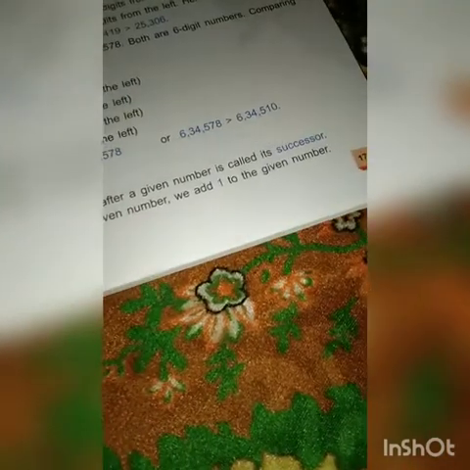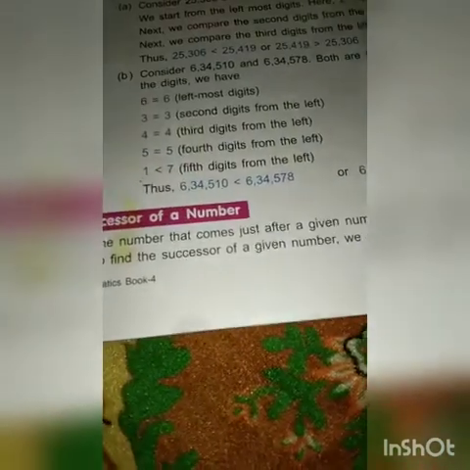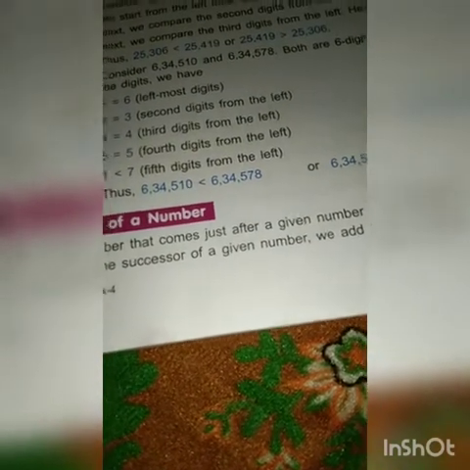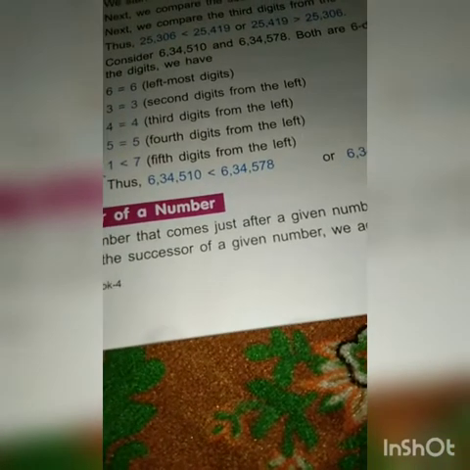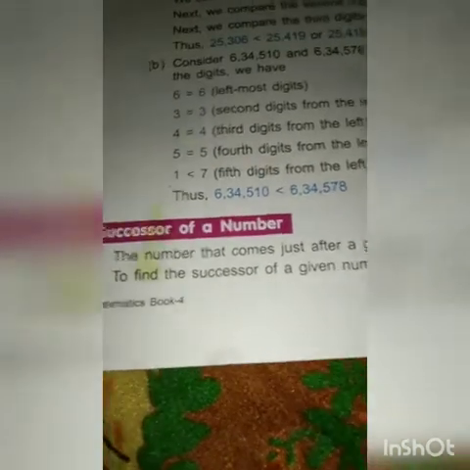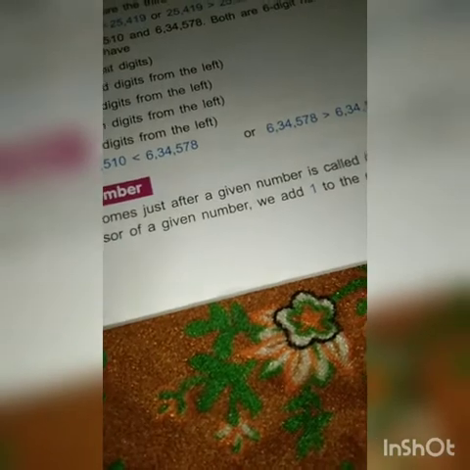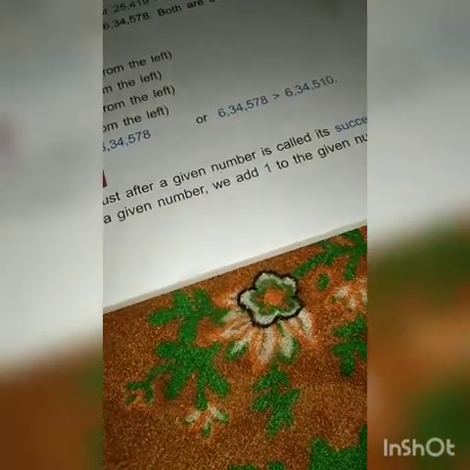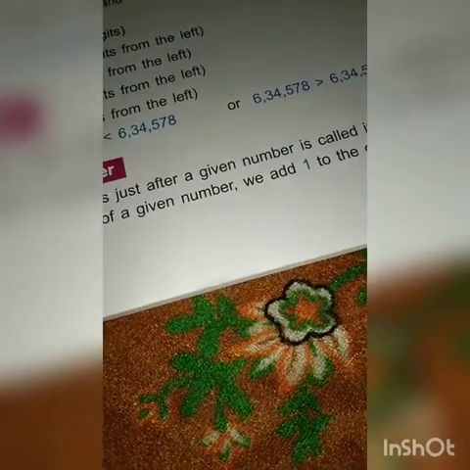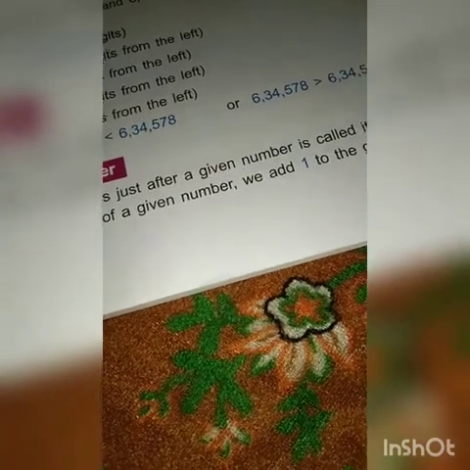Now children, let's start the topic. Now this is the topic, successor of a number. The number that comes just after a given number is called its successor. The number that comes just after the number given, the number which has been given to you to take out the successor of it. To find the successor of a given number, we add 1 to the given number. When we are adding 1 to the number, it will come just after the number, so that will be the successor of that number.